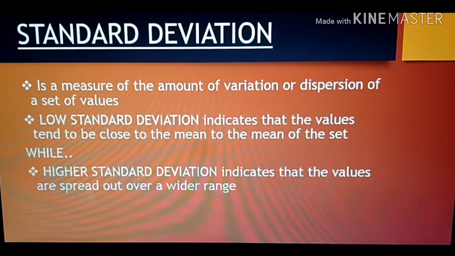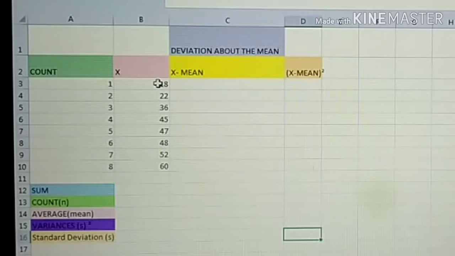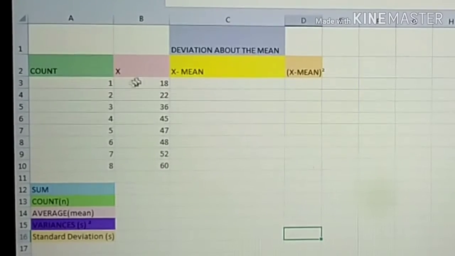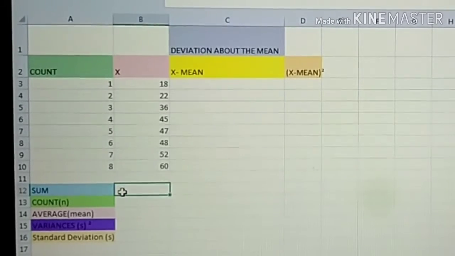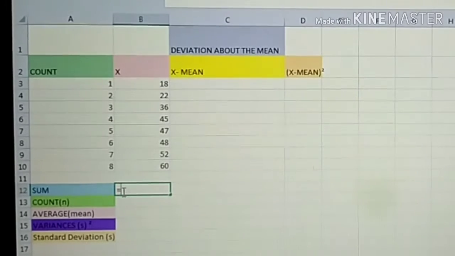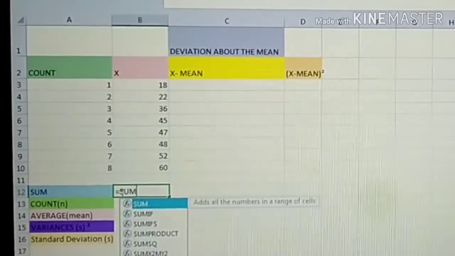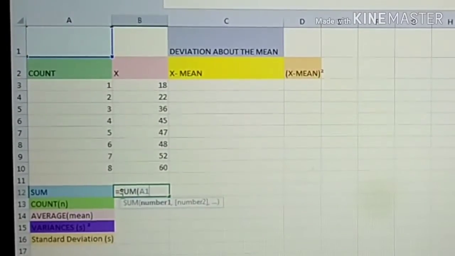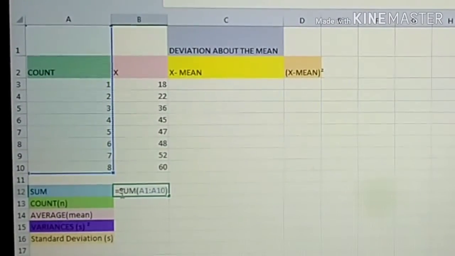So, how to get the standard deviation? First, we need to find the sum. To get the sum, we need to input equals SUM, open parenthesis, A1 to A10, close parenthesis, then enter.